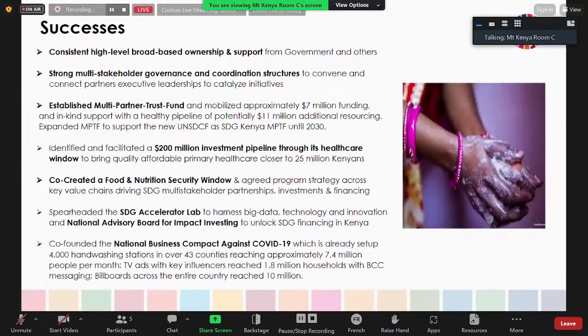I'll skip this successes and bits. This is just to promote the platform, telling you that we did $200 million of investments in primary healthcare, etc., etc. Next slide.